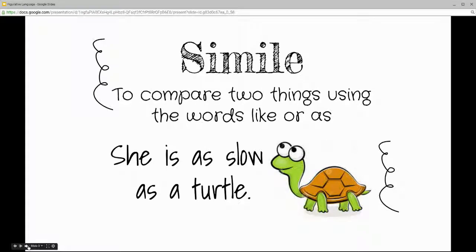The next form of figurative language is a simile. And a simile is when we compare two things, and here's the catch. You use the word like or as. That's how you know it's a simile. In this example, you can see she is as slow as a turtle. So we're using as in this example. So similes are when you're comparing two things and you use the word like or as.